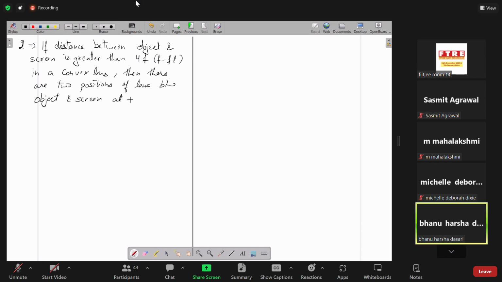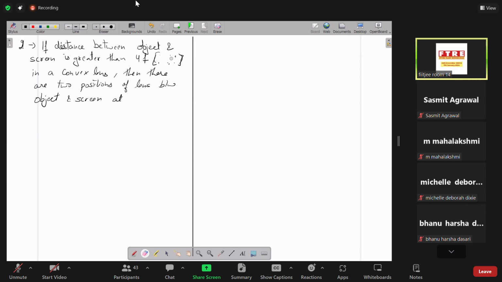Ma'am, is it 4F into F minus FL? No, beta. I'm saying that F here stands for focal length. Okay, ma'am. Okay, this is just to show that F stands for focal length. F here is focal length.